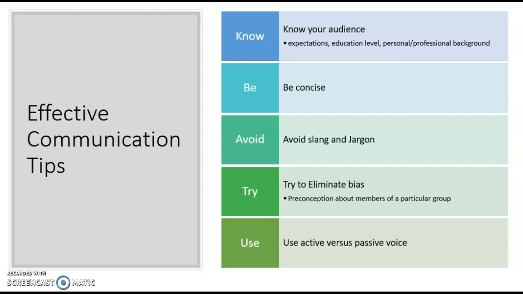Try to eliminate bias. I hate to tell you this, but every one of us has biases. And biases are preconceptions about members of a particular group. And this can be traditional things like age, gender, race, ethnicity, but it could also be a bias against another department in an organization, or another unit, or another company that you work with. So the best thing to do is to acknowledge your biases, and we all have them. And by acknowledging them, we can start to work to eliminate them.